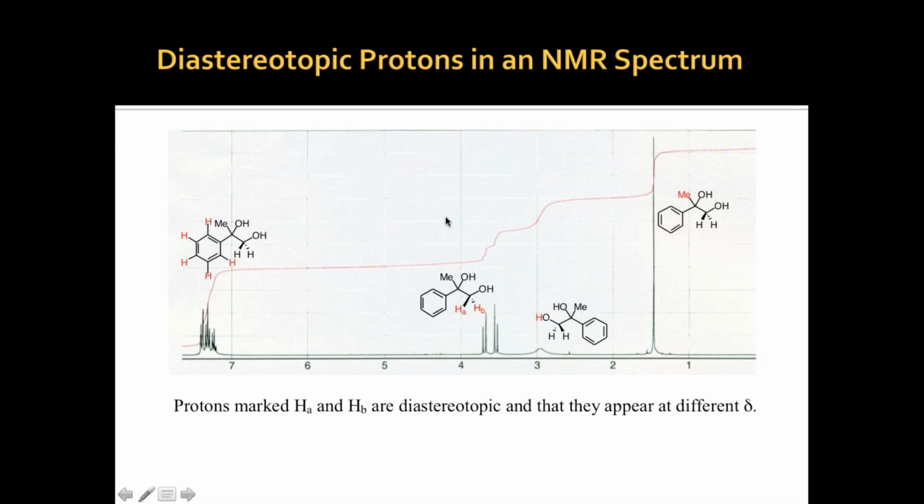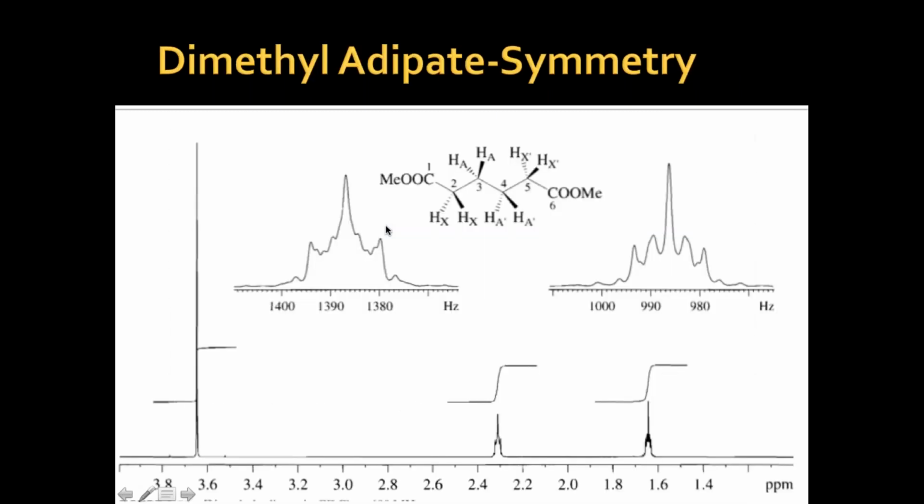So the chiral center is there. The carbon next to that has the diastereotopic protons, because if you replace one of the protons, it will be chiral. Right? This is the chiral center. So anyway, the thing is that the diastereotopic protons will show up at different values because they are in a different NMR field, right?